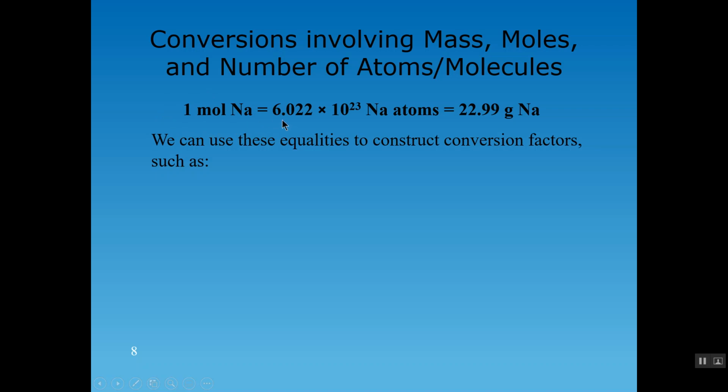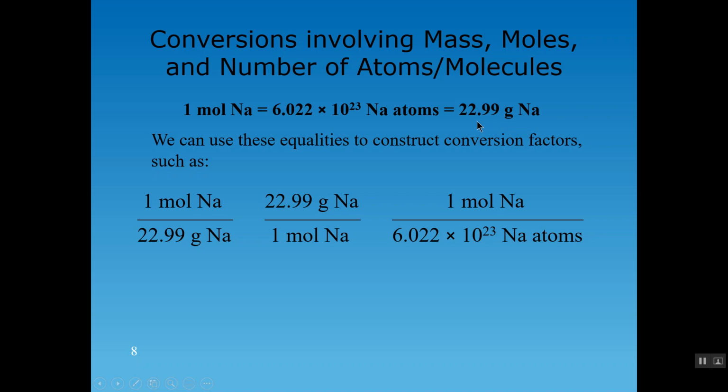1 mole of sodium contains this number of sodium atoms, all right? 6.02 times 10 to the 23 sodium atoms. And the mass of 1 mole of sodium is also equal to 22.99 grams, all right? So we have two equalities here. We have a relationship between sodium and sodium atoms. We have a relationship between sodium atoms and the molar mass expressed in grams. But we also have the relationship, come to think of it, between the sodium mass and the moles of sodium.